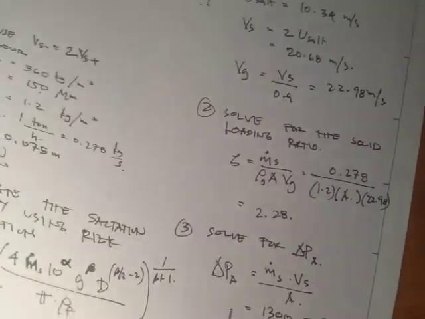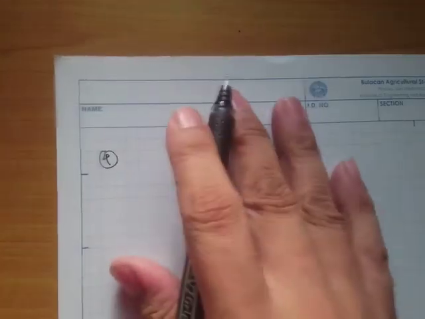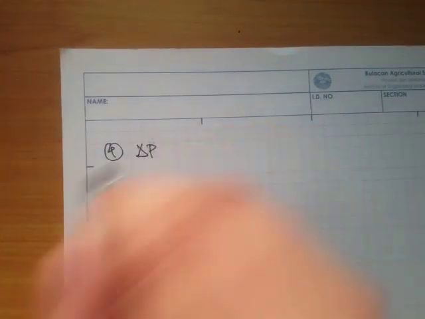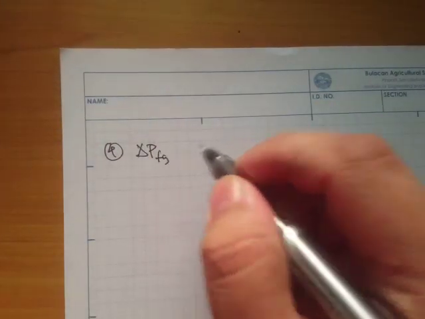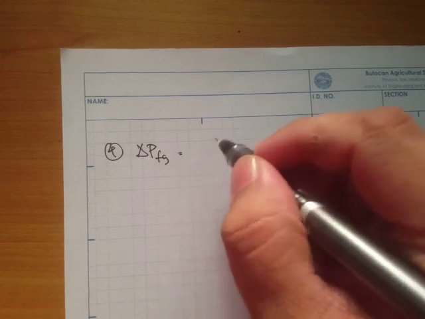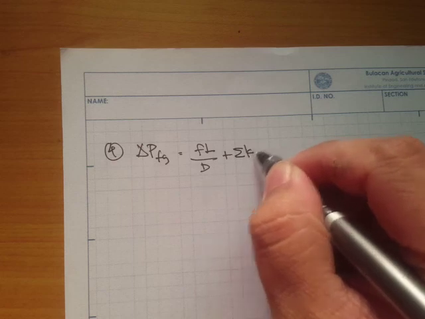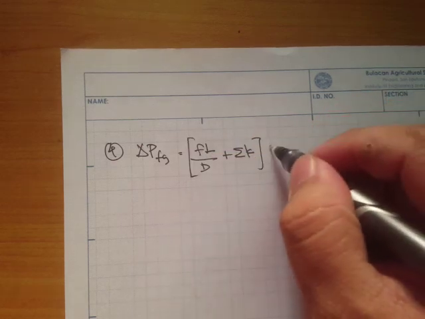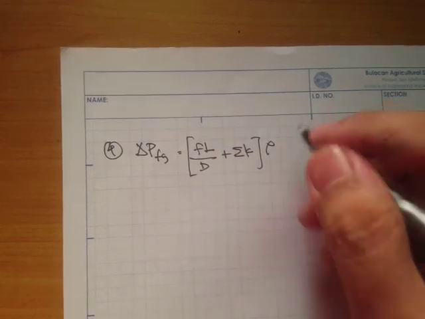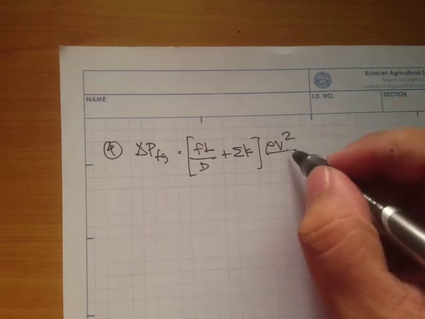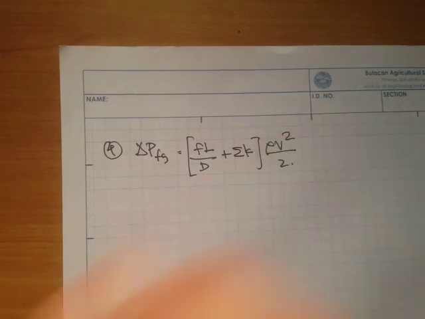Okay, so for the pressure drop delta P sub Fg, it is equal to FL over D plus the summation of K, times the density times the velocity squared, divided by 2.